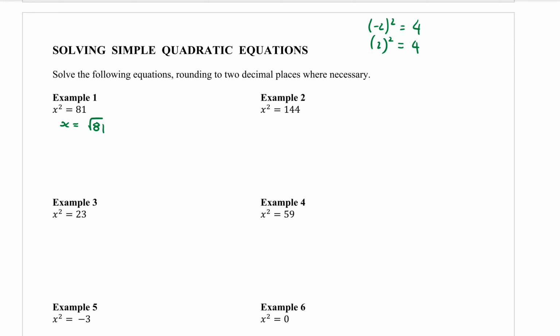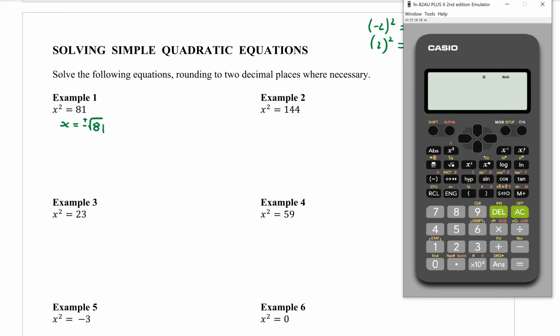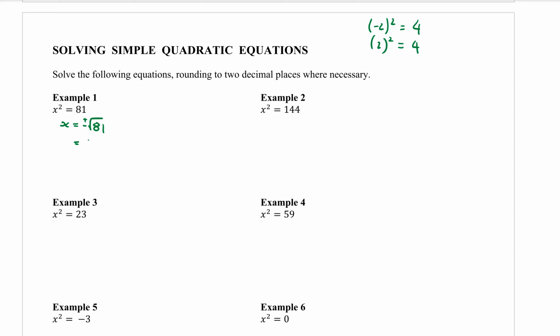So we put this symbol in the front. We put a little plus and a little minus. It's called a plus minus sign. It could have been positive or it could have been negative. Does anyone know what the square root of 81 is? No. So on your calculator, the square root button, this one here, you type in the 81 and you get 9. So that means that it is a plus or a minus 9.